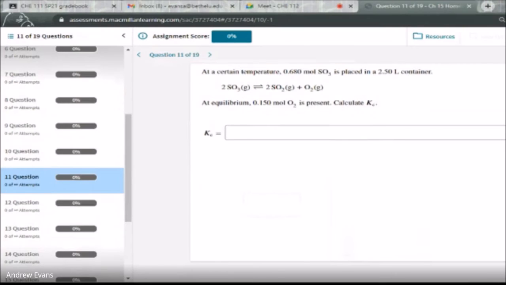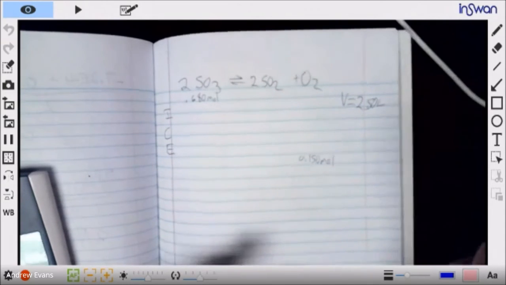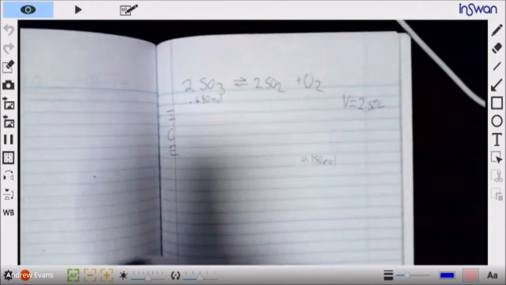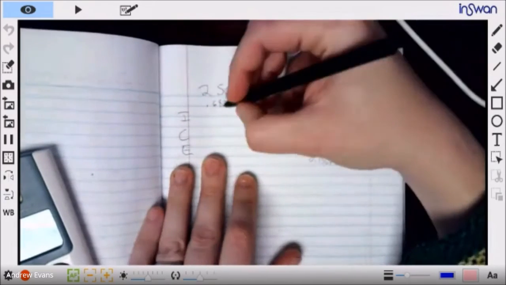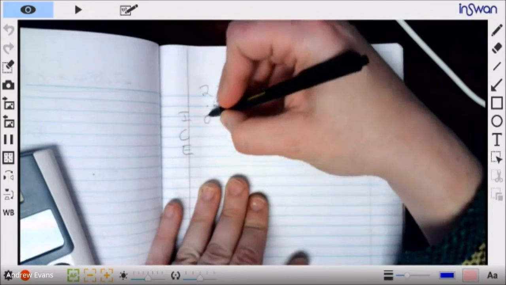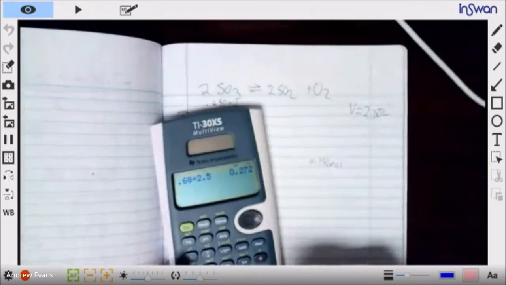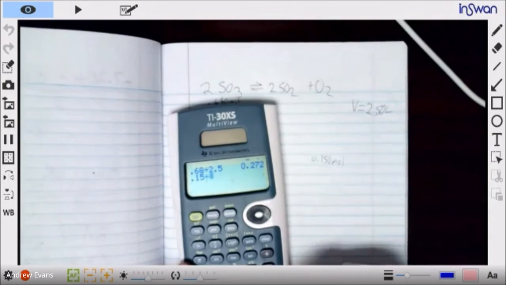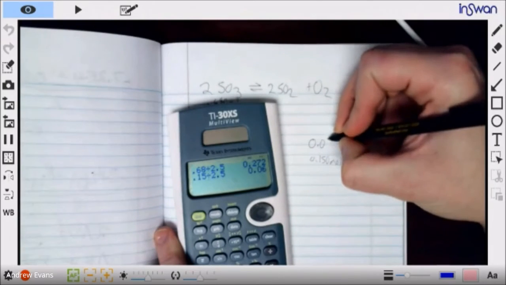With that in mind, the first step we must do is find our molarity. To do that, we take our moles divided by our liters to get molarity. So 0.68 divided by 2.5 gives us a molarity of 0.272 molar. And 0.15 divided by 2.5 gives us 0.0600 molar.